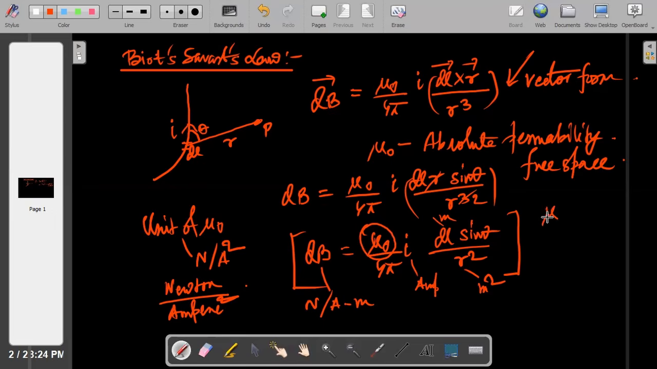And mu naught by 4 pi, what is the value? It is 10 to the power minus 7. Please remember this thing. So if the question comes, you can easily put the value and you can get the desired results. Now, what we are intending, we want to find the magnetic field due to a finite straight current carrying wire.